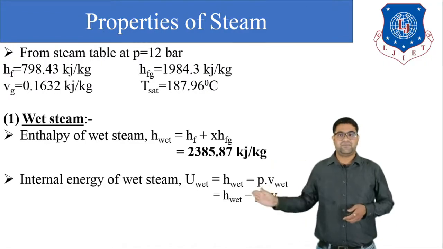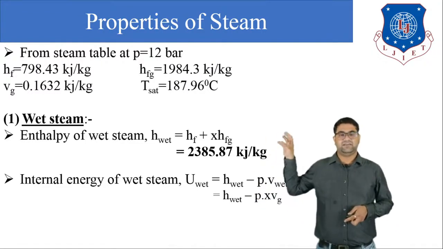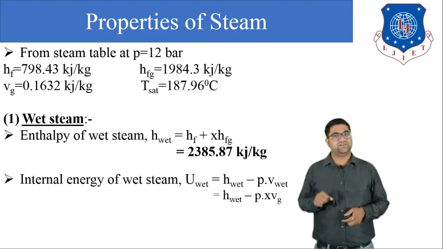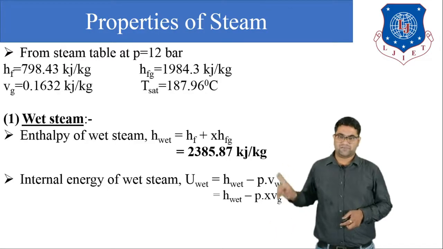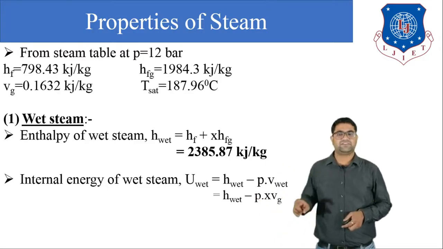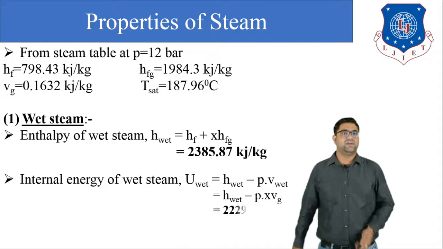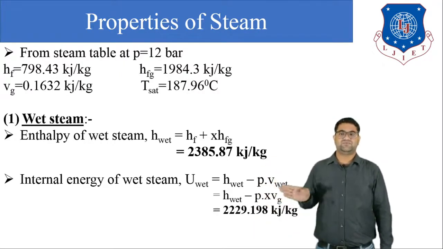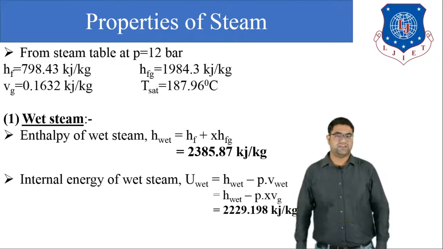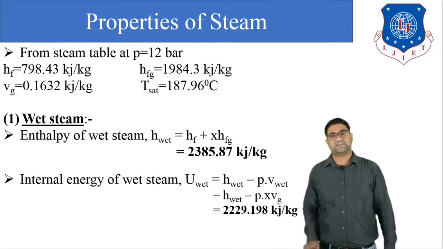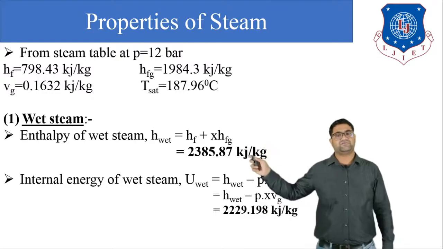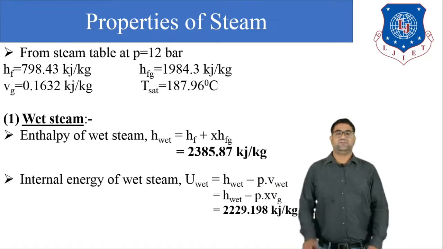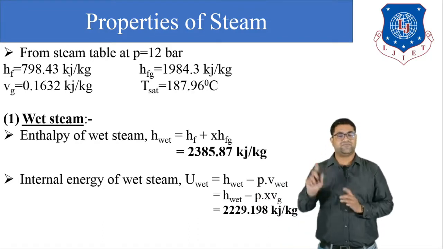So we can write the enthalpy of wet steam, which we have already found, that is 2385.87. Now pressure is already given, that is 12 bar, X is 0.8, and Vg we can directly find from the steam table. If we put all the values, we get the internal energy of the wet steam as 2229.198 kilojoule per kilogram. So our first answer is that the enthalpy is equal to 2385 and the internal energy is 2229.198 kilojoule per kilogram.